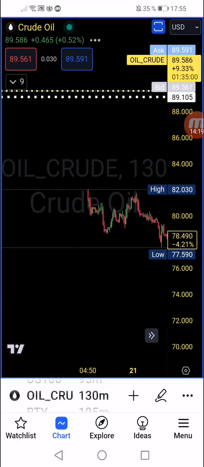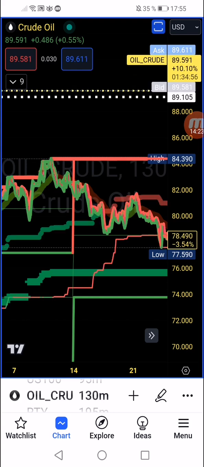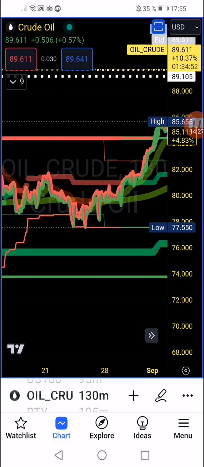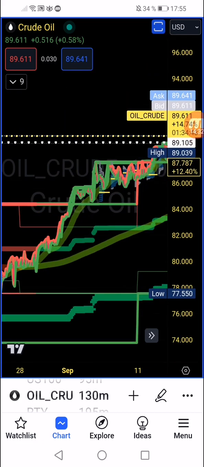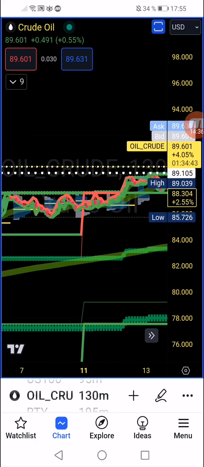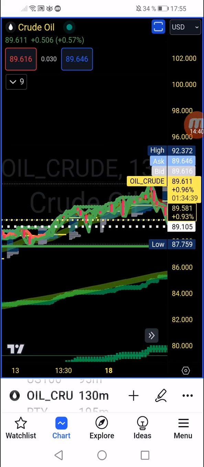Now on the 130 minutes, you see here, during the last days the market has been falling and then rising again. You see that? So you can see that here. Look: uptrend, uptrend, uptrend, uptrend.